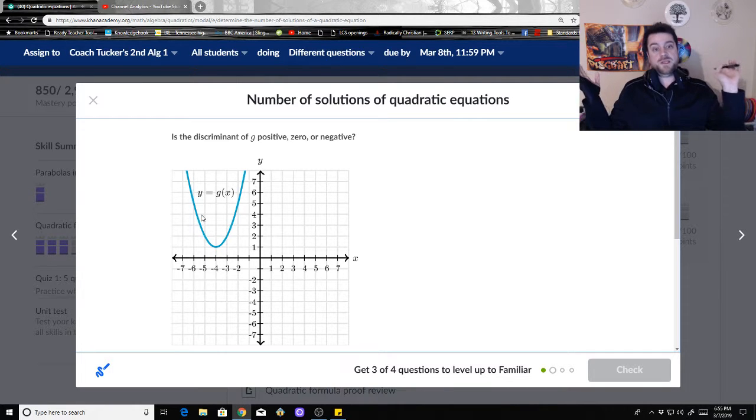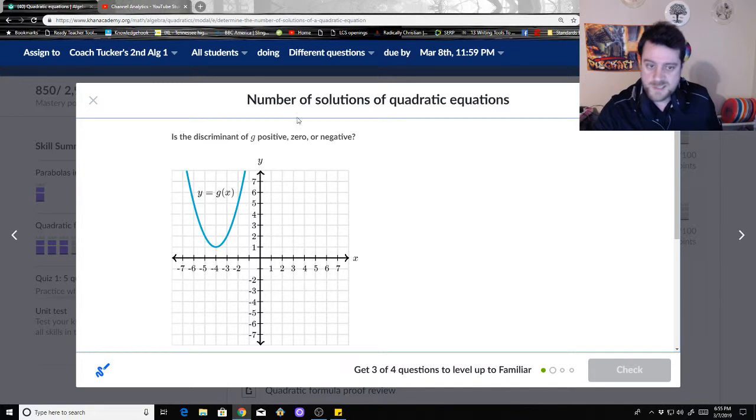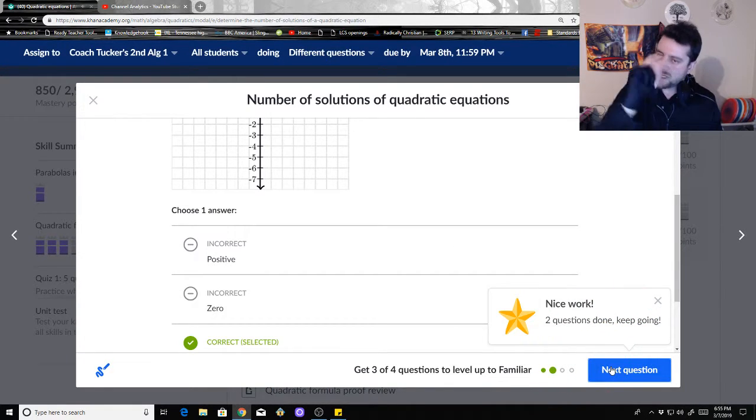Oh, even better. This one's easy. Oh, man, guys, this problem's easy. We don't even have to determine the discriminant. It's asking, is the discriminant of g positive, 0, or negative? Well, in order to determine that, we need to find out how many zeros we have. To figure out how many zeros we have, how many times does it cross the x-axis? None. It doesn't cross it. It's right there as close as it gets, and it doesn't get there. That means there's no solutions, no zeros. Well, that means it's negative, because you cannot take the square root of a negative, okay? Go back to earlier in the video when I showed you square root of positive, square root of 0, and square root of a negative, okay?